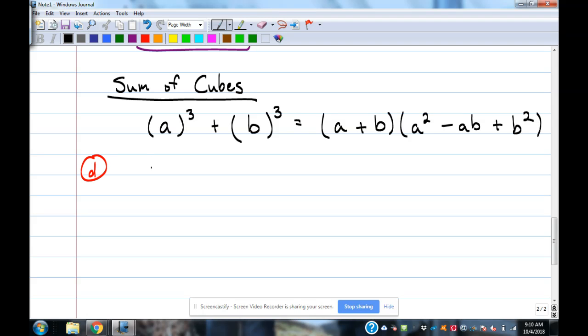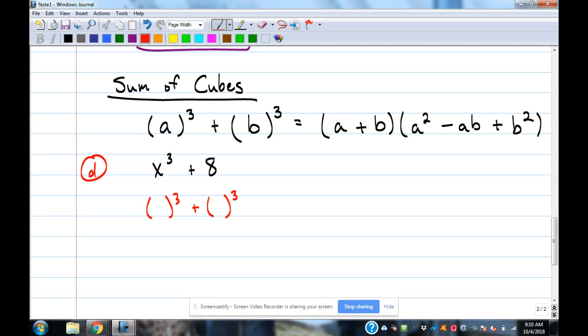Let this be example D. We'll have x cubed plus 8. It's got two terms. It's got an x cubed in it, not an x squared. It's got a plus sign in it, not a minus sign. So I know that if it's anything, it could possibly be a sum of cubes. So what I try to do is rewrite it as a sum of cubes.